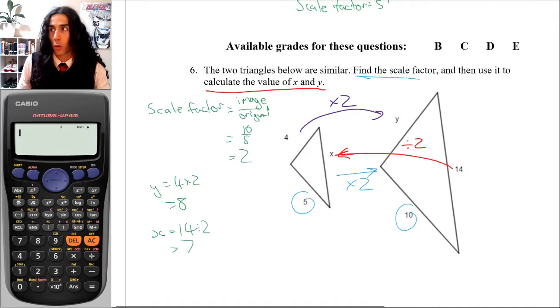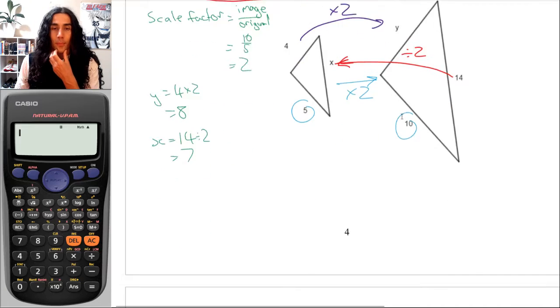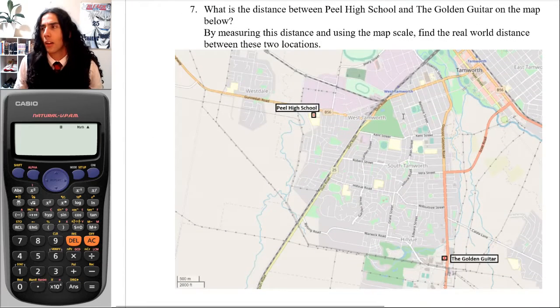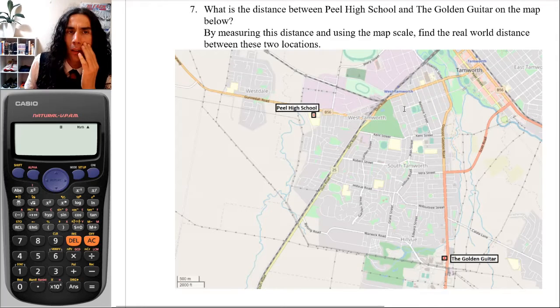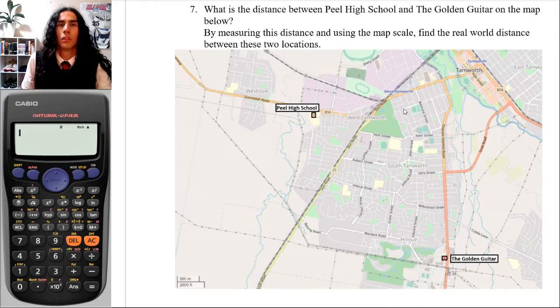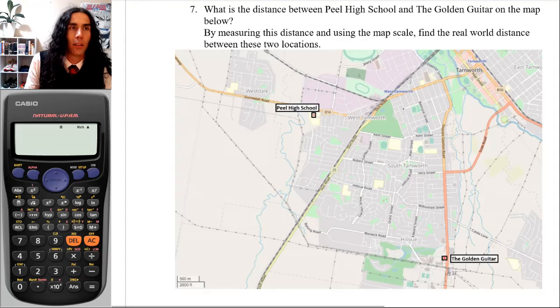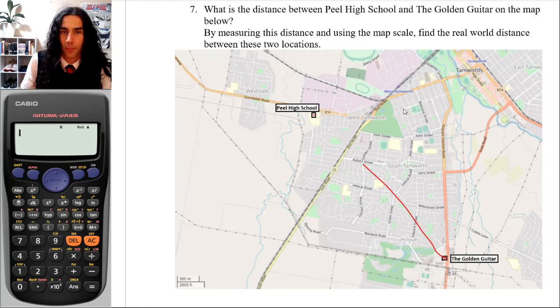So, scrolling down. 3, 2, 1. But still, easy B-level question. All right. Distance between Peel High School and the Golden Guitar. Ruler. And we need a scale. Now, this is where it gets tricky. So, I pretend this line is straight. It's not, but pretend it is. And also pretend it's 12 centimeters.